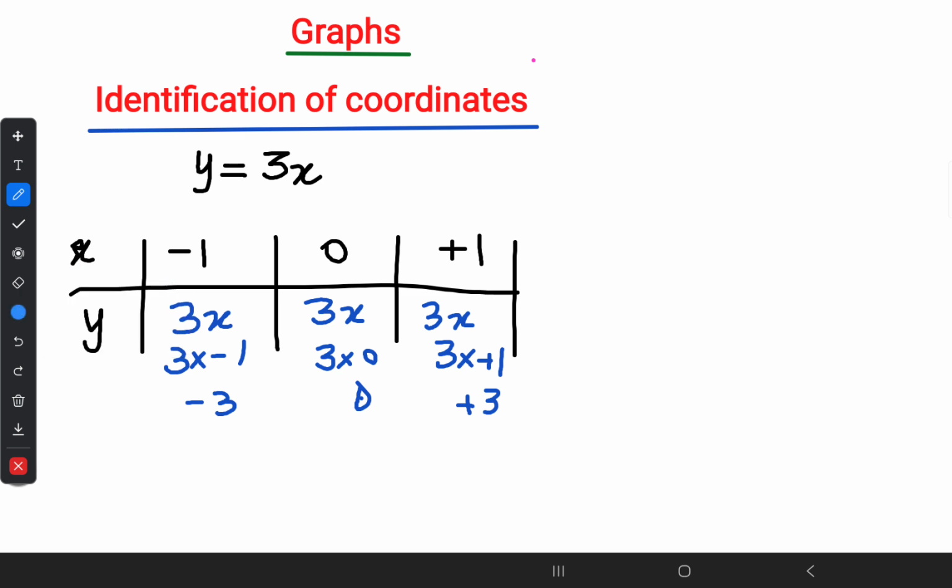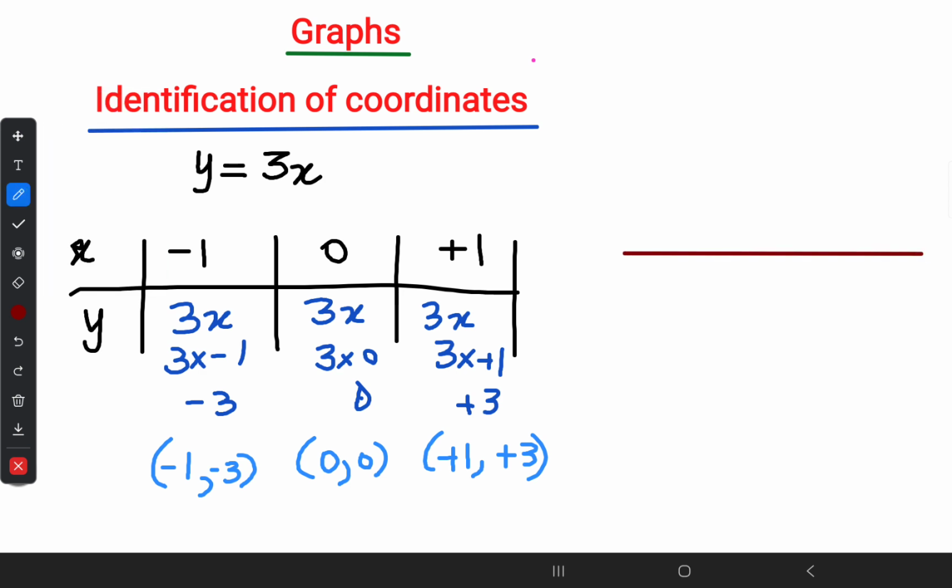Let's mark our coordinates. When x is -1, y is -3. This is our first coordinate. Second coordinate, 0, 0. Third coordinate, x is +1, y is +3. Now let's plan and execute the graph formation. In the x-axis, the minimum value we need is -1 and the maximum value we need is +1. So in the x-axis, it is totally enough to plan -1, 0 and +1.